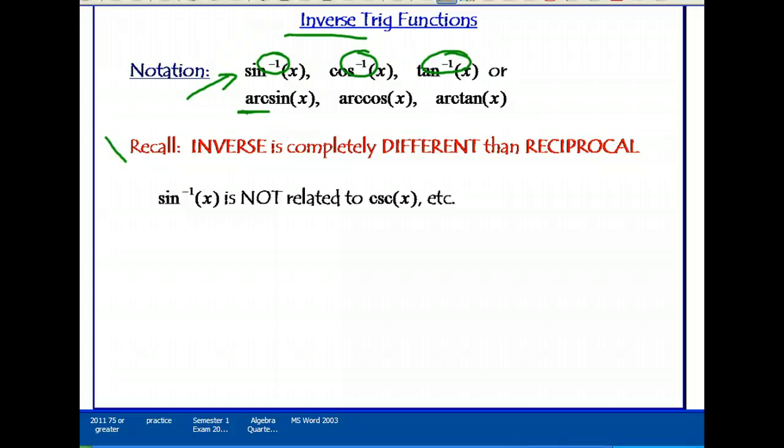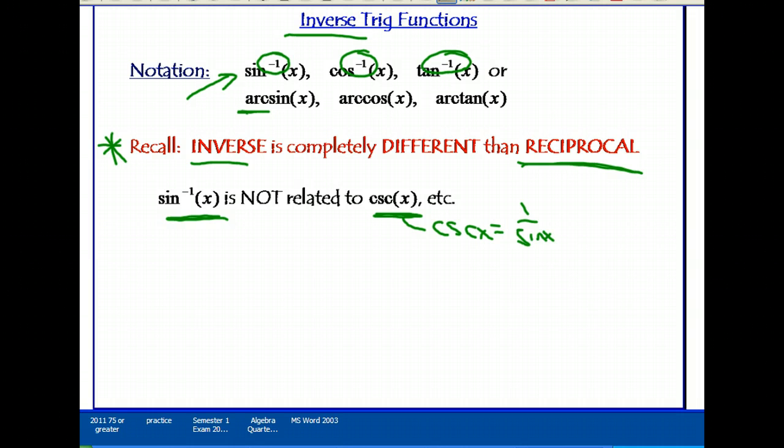All right, one point of confusion that some people have: inverse is a different idea than a reciprocal. So some people see sine inverse and they think, oh, that must be the cosecant. It is not. Cosecant is a reciprocal, so the cosecant is 1 over sine. But the sine inverse is not related to reciprocals. So that's very, very important to understand. And you see people confuse that once in a while. So they'll see the inverse and think of it as a reciprocal, and they are not.